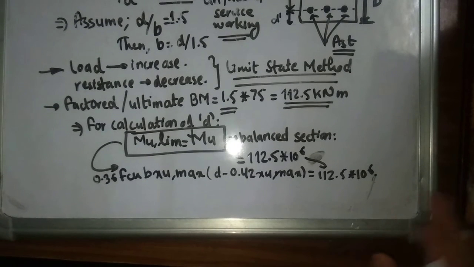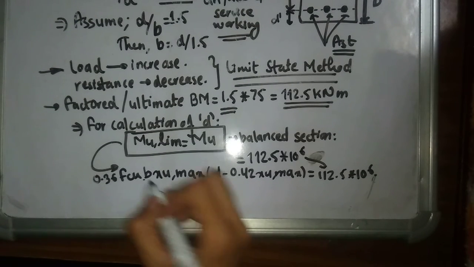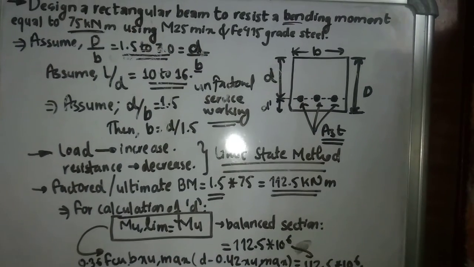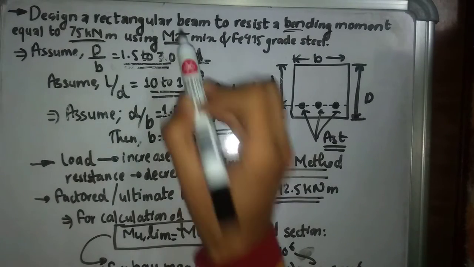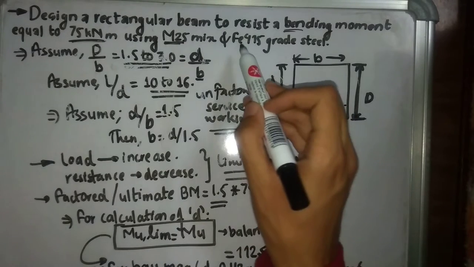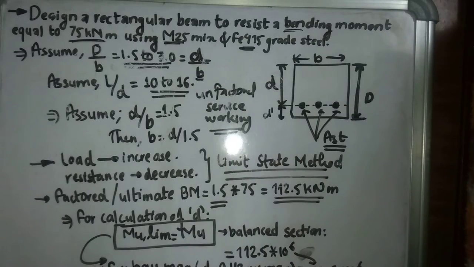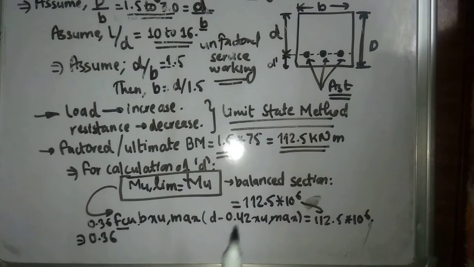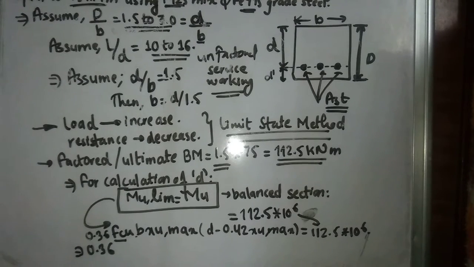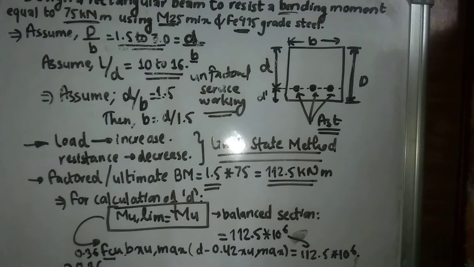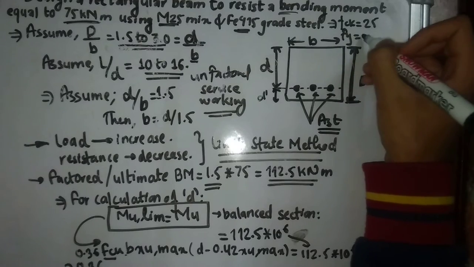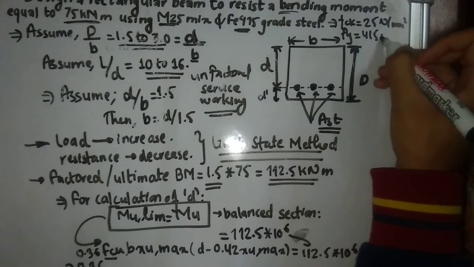What we need next is the value of Xu max in order to find the value of b. So let me write down over here, we have 0.36. What is fck? fck is my characteristic compressive strength, and it is already given in our question that we are designing our beam for M25 mix. So our fck is going to be 25 newton per mm square, while my fy is going to be 415 newton per mm square. We are going to need fy as well later. So let me write down over here, fck is equal to 25, while fy equals 415. Both are in newton per millimeter square.